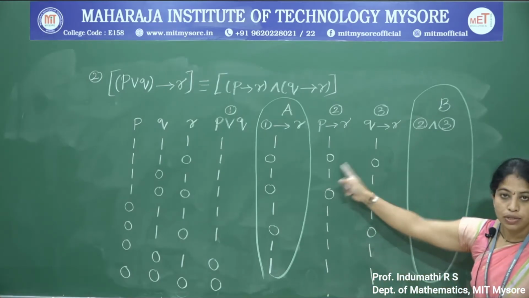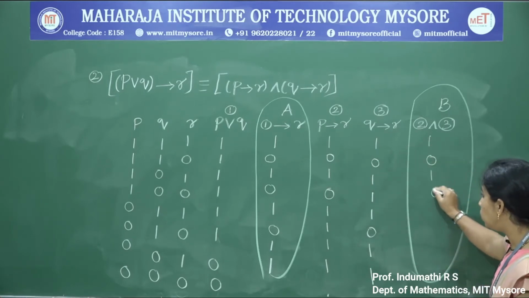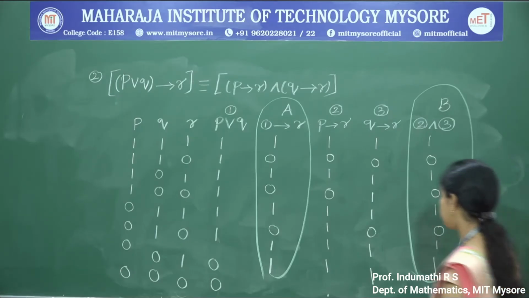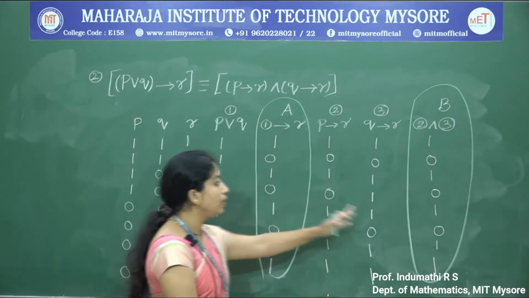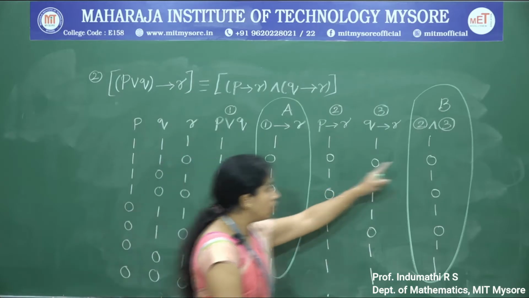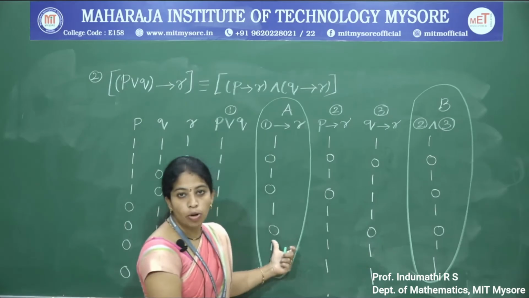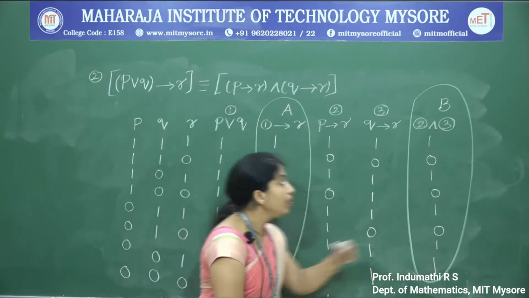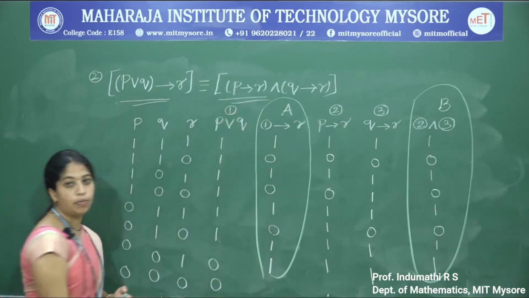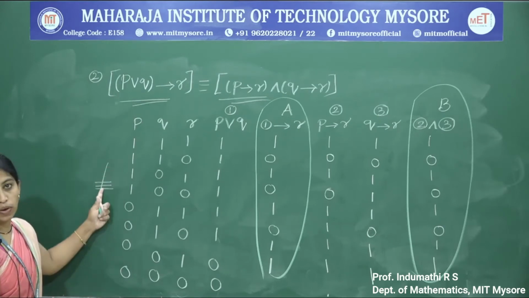Now the conjunction of these two compound propositions. Now see the truth values of these two compound propositions. The truth values of these two compound propositions are similar. Therefore, LHS part is logically equivalent to RHS part. If it is not logically equivalent, we are supposed to denote it by this symbol, not logically equivalent.